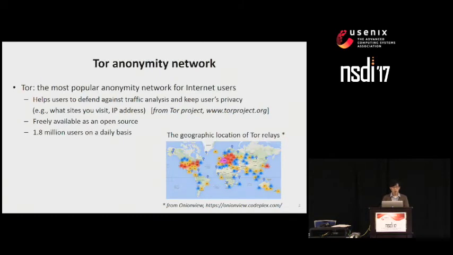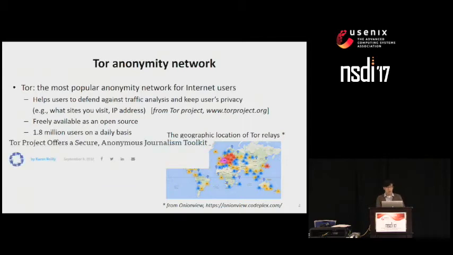Tor is the most popular anonymity network for Internet users. It helps users to keep their private information, such as what sites they visit and their IP addresses. Since it is practical and freely available, it currently serves 1.8 million users on a daily basis. Tor provides freedom of speech for activists and journalists from oppressive governments and regimes. Therefore, protecting the privacy of Tor users is critical.